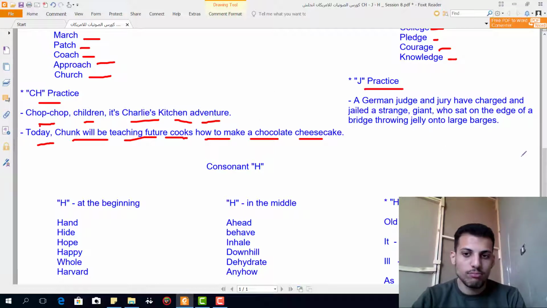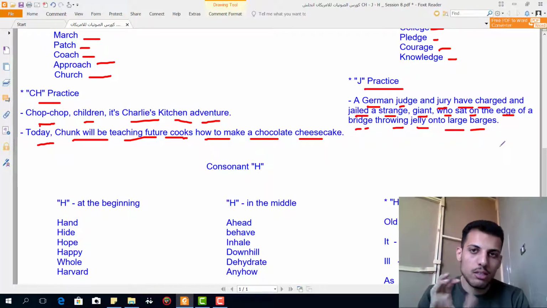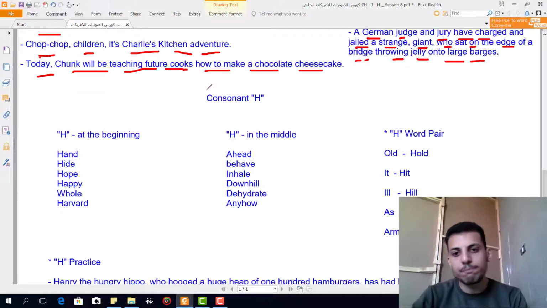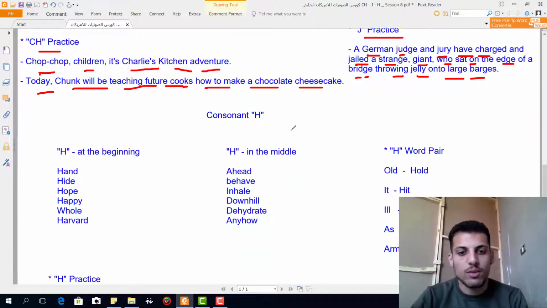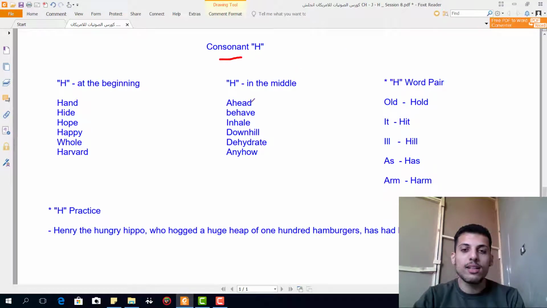Okay, so again, a German, okay? G followed by E, but not J. German judge, a German judge, judge, okay? And jury have charged, okay? And jailed a strange giant, okay? Who sat on the edge of a bridge, throwing jelly onto large barges, okay? Barges, all right? So that's the J sound, okay? So it's pretty easy.